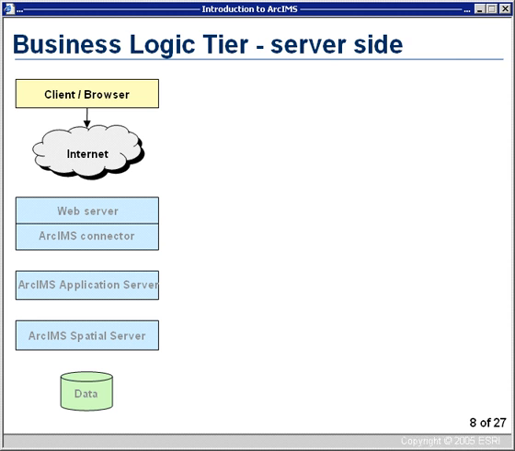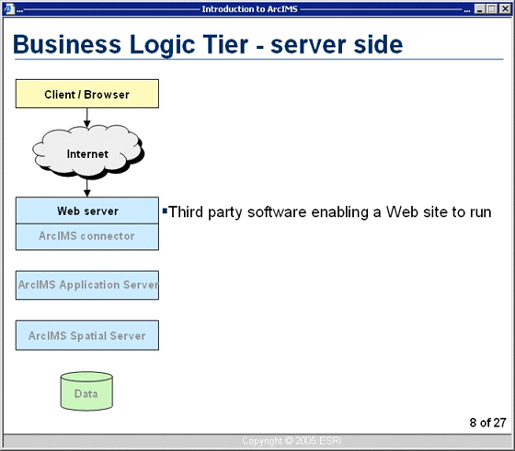Once the request is made by the client, the first component it will meet with is the web server. Web servers are third-party software that enable our website to run. The web server passes the request through to the ArcIMS connector. It is the ArcIMS connector that connects the web server to the ArcIMS application server. Once a request gets past the ArcIMS connector, it needs to be in a particular language for the remaining components to understand. It is the responsibility of the connector to make sure that the request is in that language. A translator, if you will.